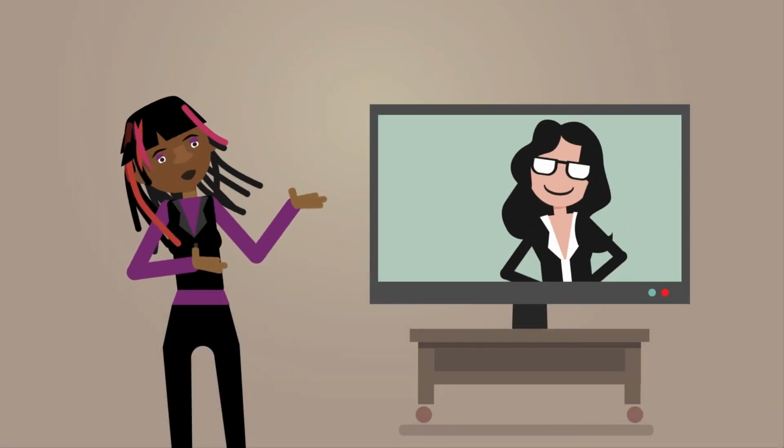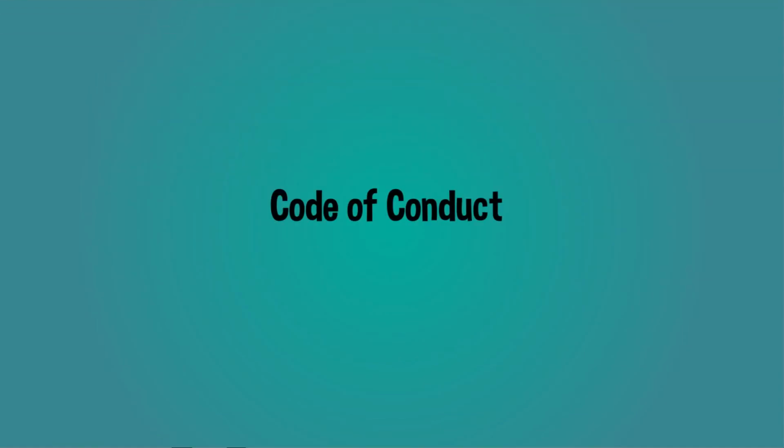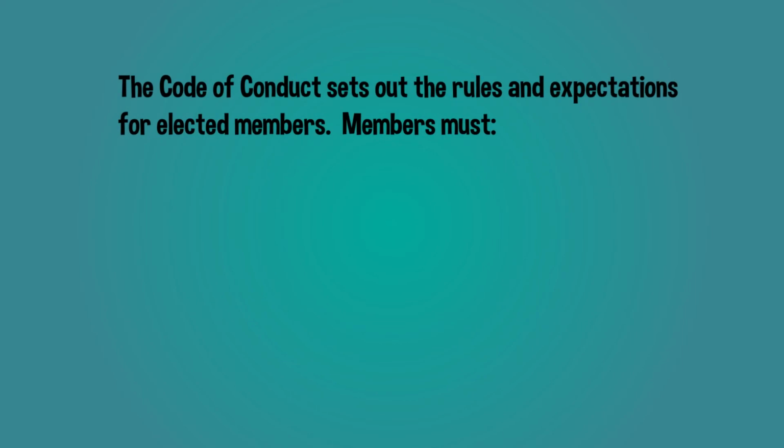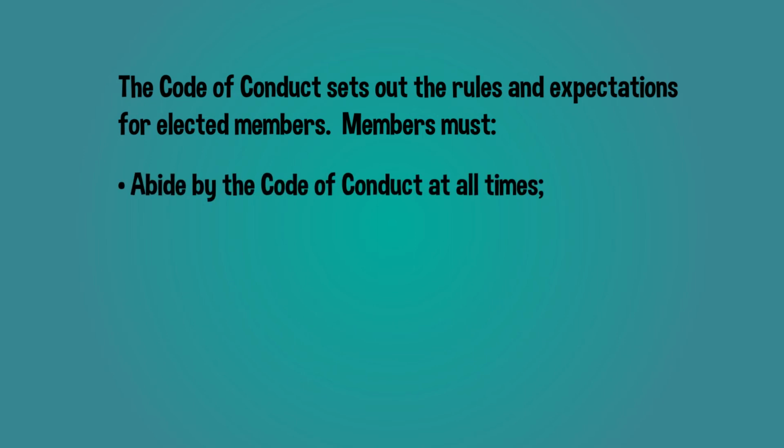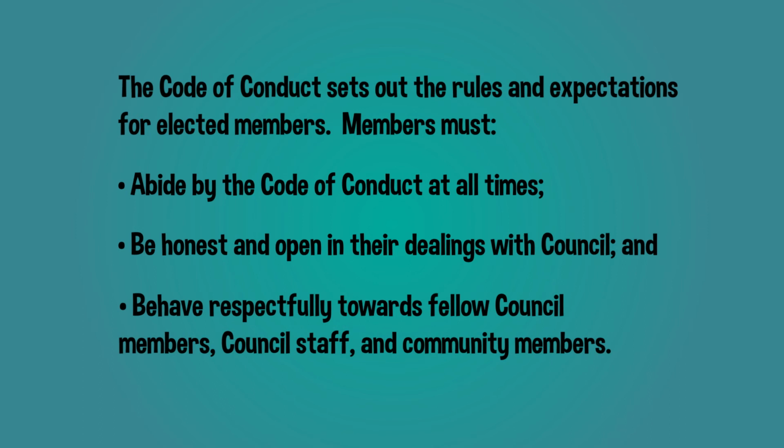I hope you enjoyed watching Jen's explanation. Now, let's recap the key points about the Code of Conduct. The Code of Conduct sets out the rules and expectations for elected members. Council members must abide by the Code of Conduct at all times. Members must be honest and open in their dealings with council. They must also behave respectfully toward fellow council members, council staff, and community members.